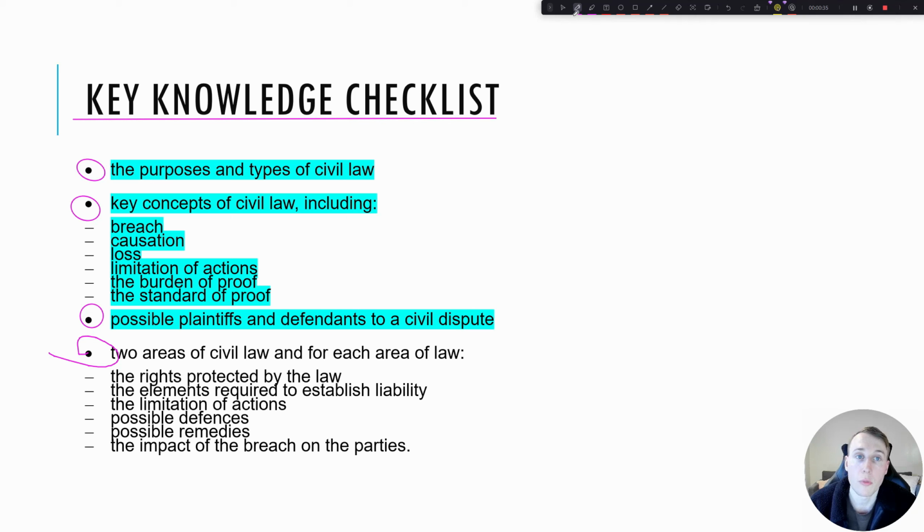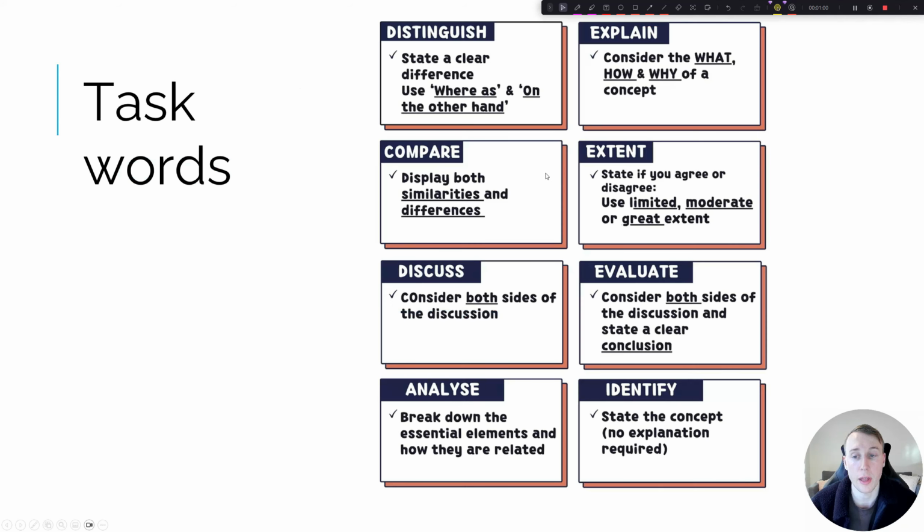Alrighty, so what we're going to be looking at in this video is the purposes and the different types of civil law. What are some of the key concepts in civil law? For these ones, generally you've got to know a really clear definition and how to apply it to a case. And then lastly, we're going to have a chat about a couple of different plaintiffs and defendants in a civil dispute.